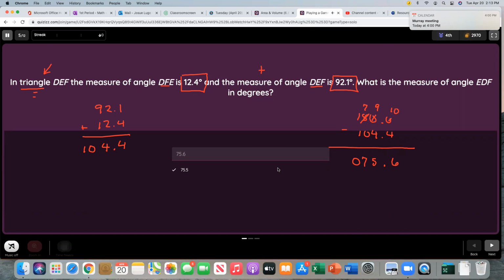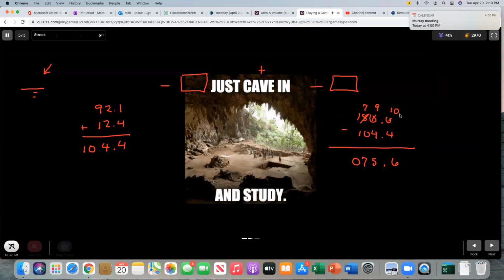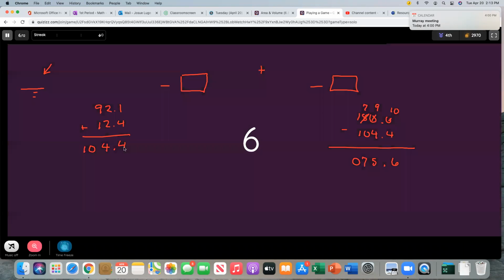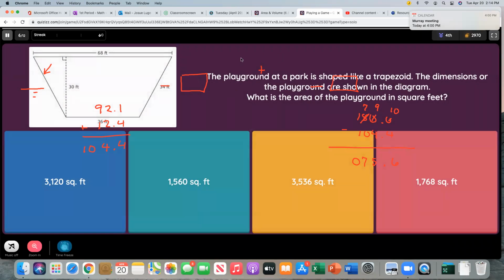Oh no, I got something wrong. Oh, that should have been 5. I'm sorry, 104.5. Oh, look, I made a silly mistake. But yes, just to go back on that, this should have been 5. So 10 minus 5, this should have been 75.5. So I made a silly mistake, but oh well, I can get them wrong too.